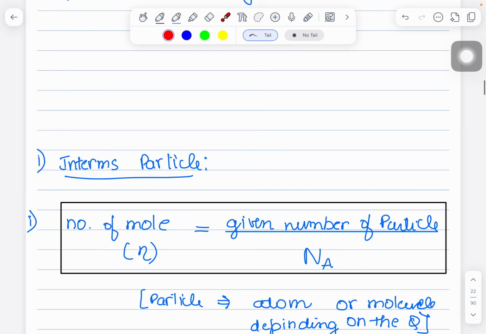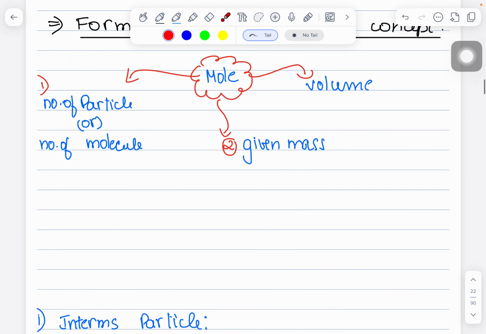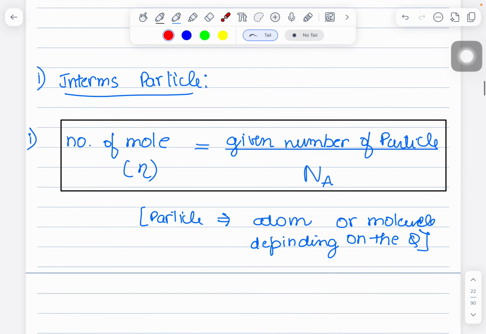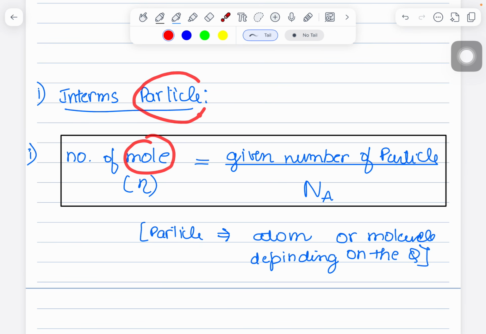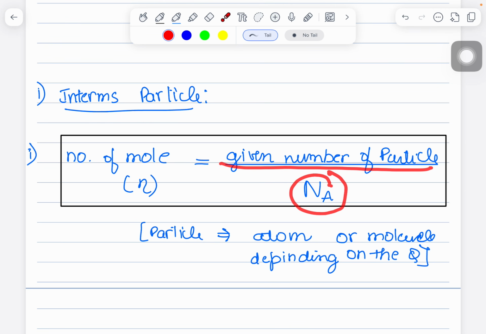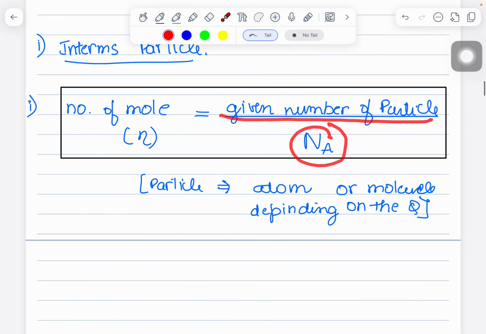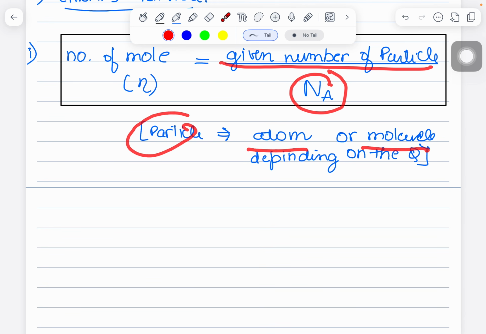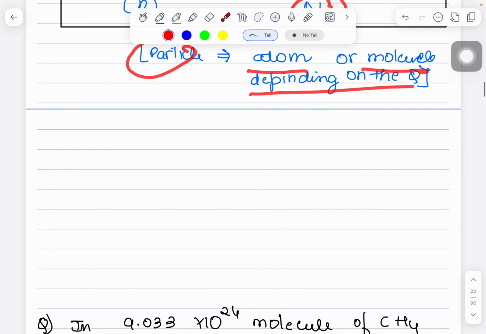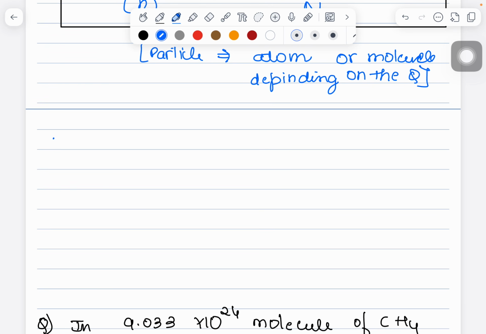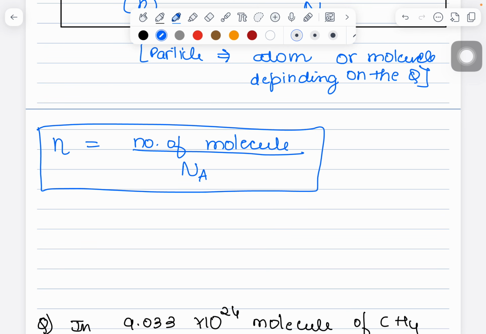So let's see the first thing, that is number of particles. Mole in terms of number of particles is given by the formula: given number of particles divided by Na. What is the value of Na here? 6.022 × 10^23. Here the particles can be atoms or molecules depending on the question. So mole n is equal to number of molecules, as I said earlier, it can be number of particles or number of molecules, divided by Na. This is important. So let's see a few questions related to this formula.